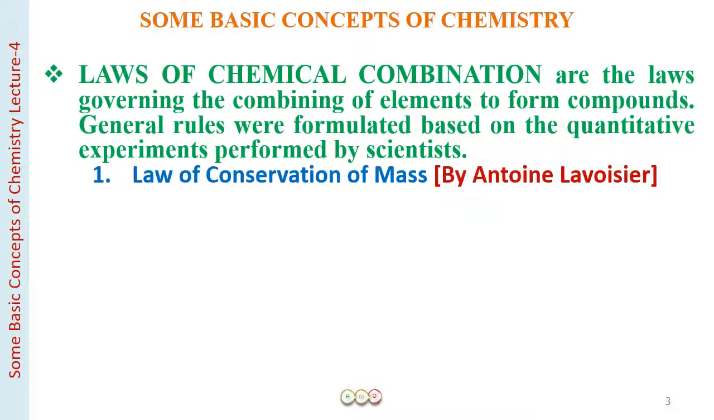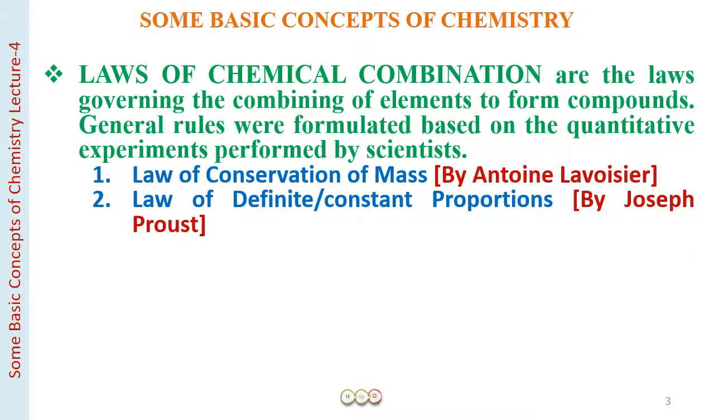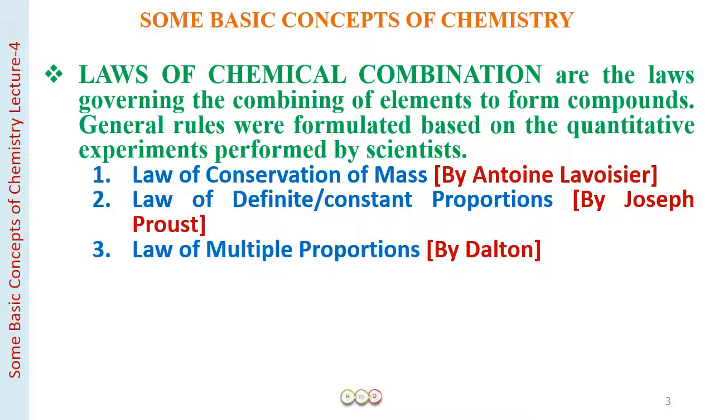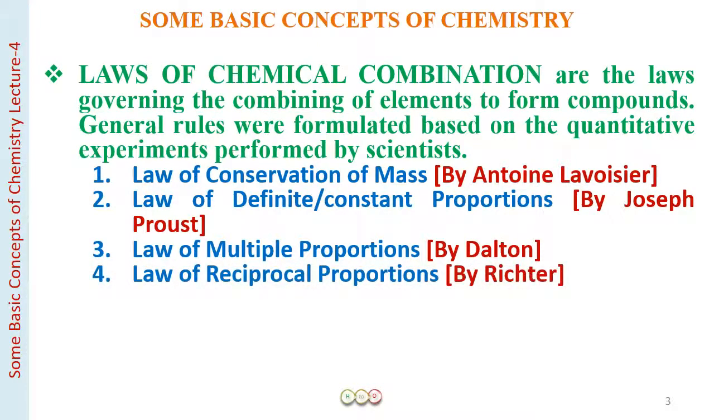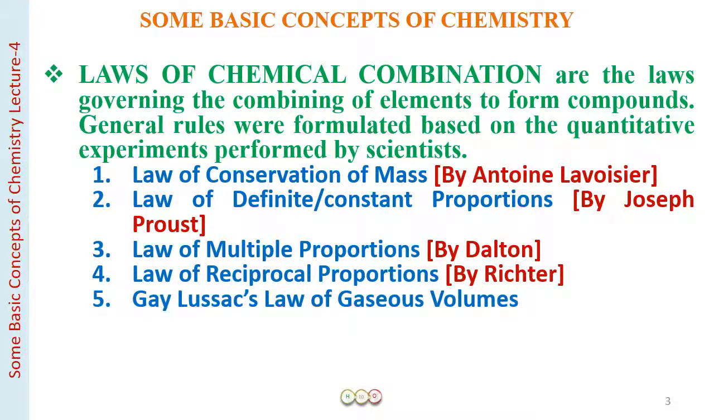The first one is the law of conservation of mass by Antoine Lavoisier, law of definite or constant proportions by Joseph Proust, law of multiple proportions by John Dalton, law of reciprocal proportions by Richter, Gay-Lussac's law of gaseous volumes, and Avogadro's law. So please do remember the names of the scientists who have given these laws along with the law, because they are mentioned in the NCERT textbook, and everything in the NCERT textbook is really very important for any sort of competitive exam.